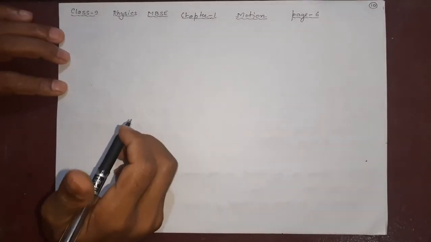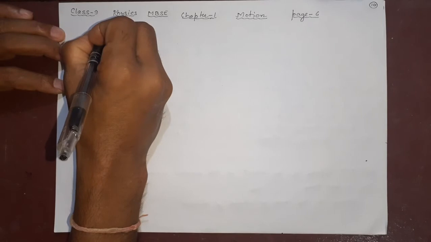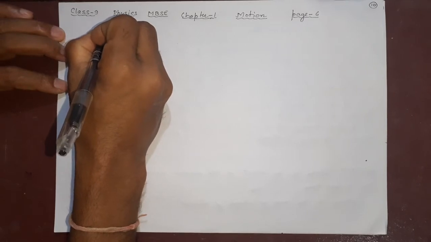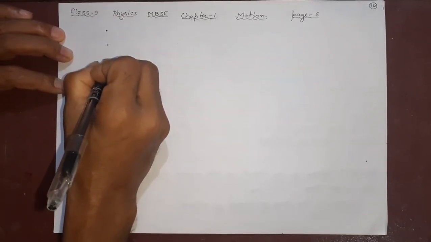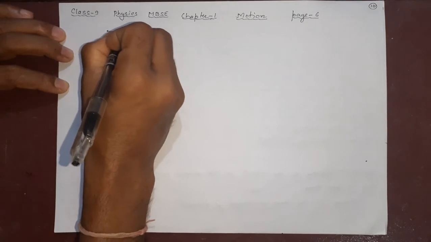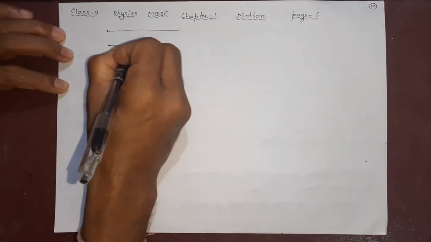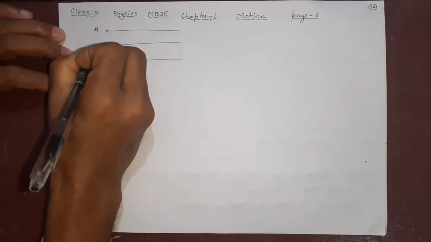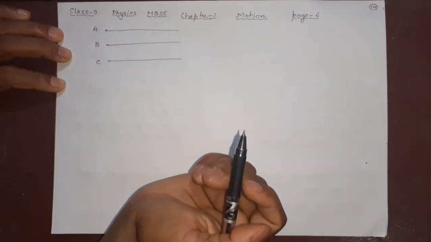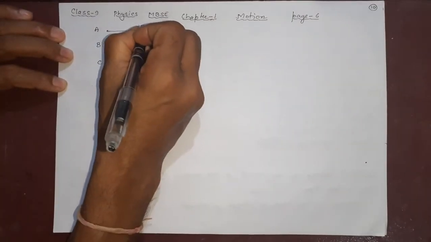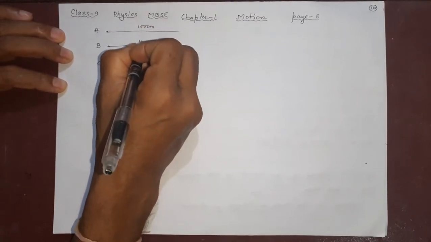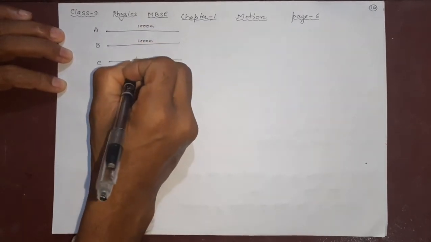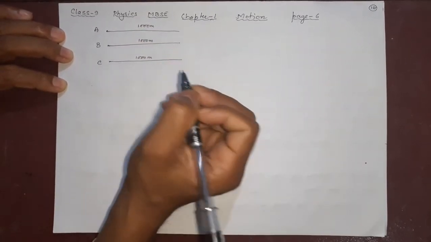You see there are three different persons A, B and C. All are running. They are athletes. A, B and C, right? All three are going to run 1000 meter. This also is going to run 1000 meter. This also is going to run 1000.